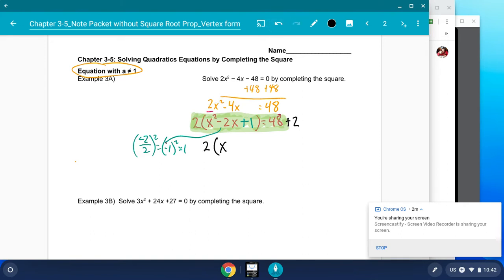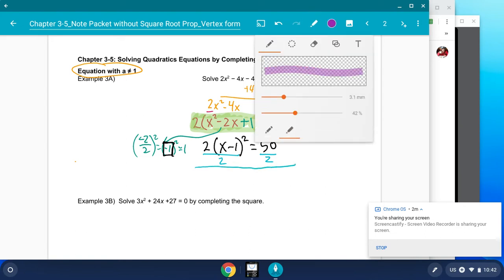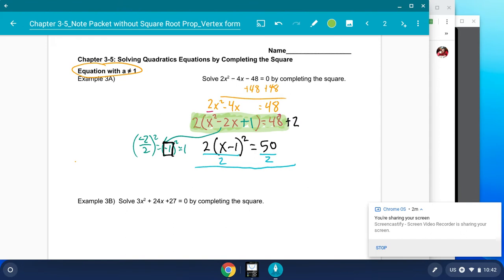So it'll be x, and then we use this one right here, minus 1 squared equals 50. And here's where we have one extra step too because of that unfortunate 2 as a coefficient. You're going to need to divide by 2 on both sides to get rid of that. This I'll highlight as well so that you know it's related. This step is because of this highlighted step up here. So then we end up with x minus 1 squared equals 25.